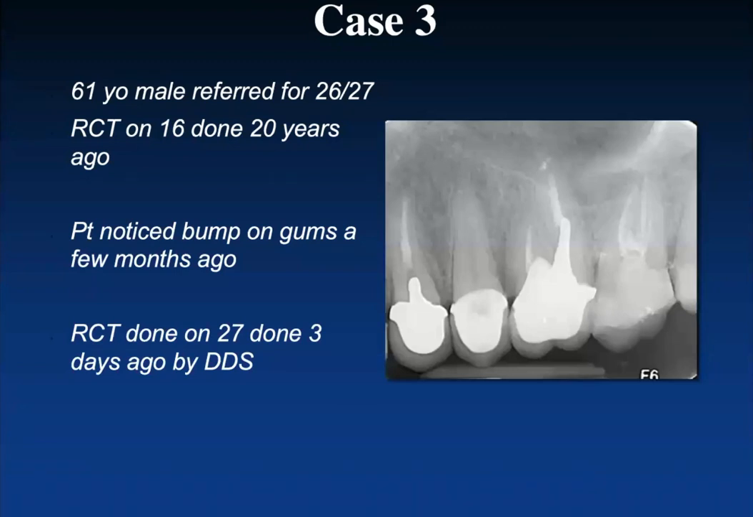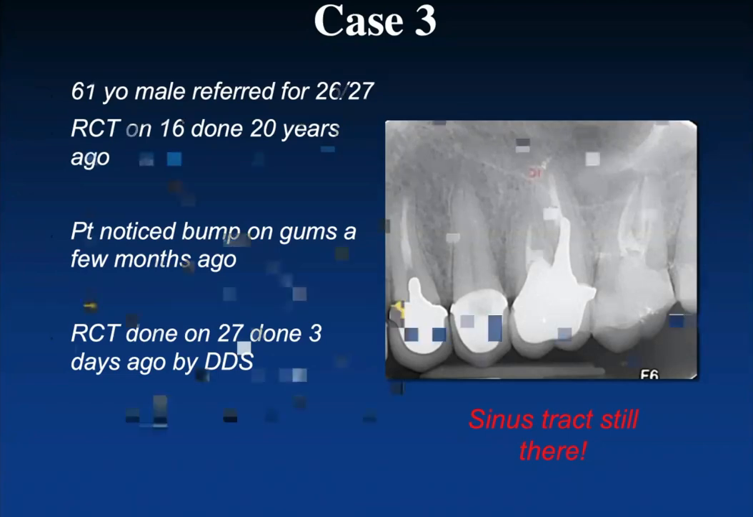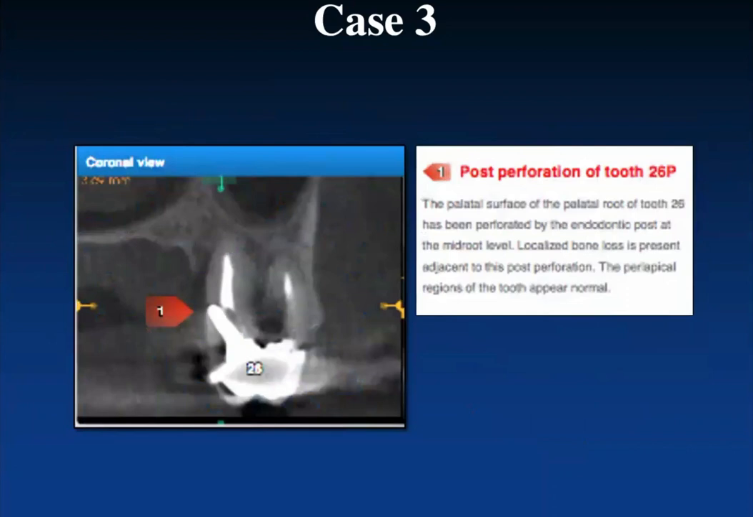And here is the root canal treatment done. Guess what? The sinus tract came back 3 days after the treatment, and he was referred to the endodontic office to see what's going on. So usually it's supposed to heal, but it wasn't before the treatment, it came back after the treatment. And we can see from the CBCT that there's a perforation.